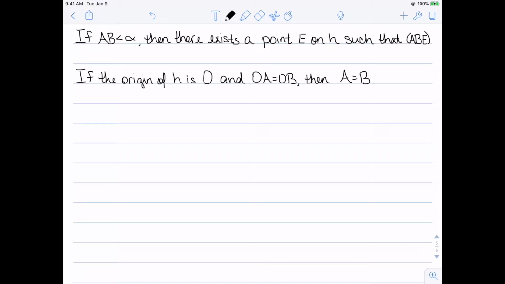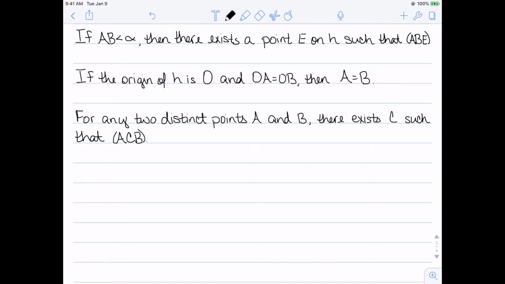My next one, if the origin or the end point of my ray H is denoted by O, and I know the distance between OA is equal to the distance between OB, then we know that A is equal to B, provided both A and B are already on this ray. And once again, you can prove this one knowing that the endpoint, the origin, must be coordinate 0, and then you can prove it using the definition of distance.